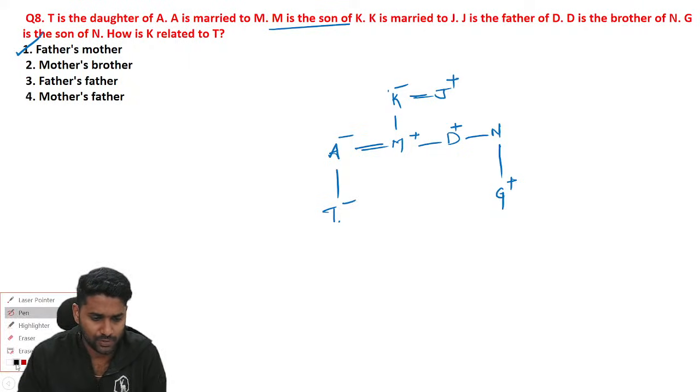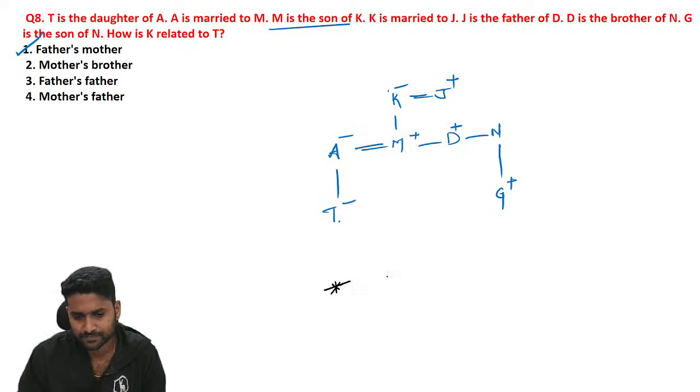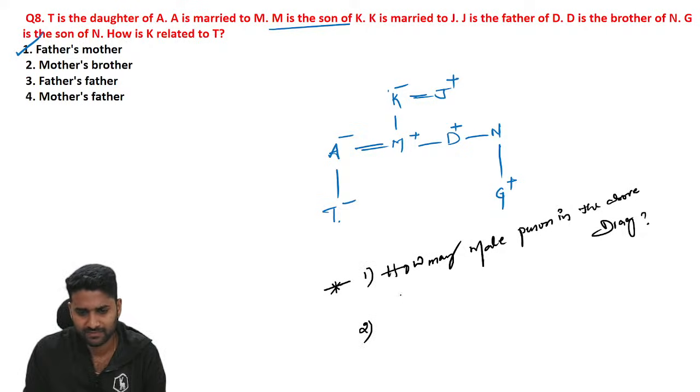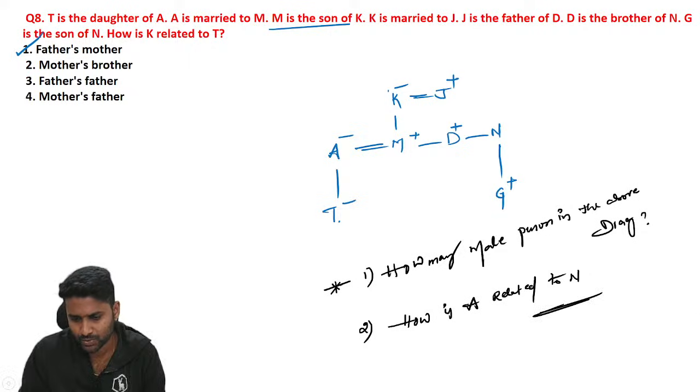See, you just post your answer in the comment section. How many male persons are there in the above diagram? This is the one question. And the second one: how is A related to N? So these are the two questions. Try to post your answer in the comment section.